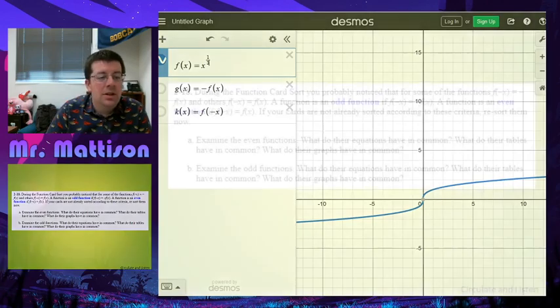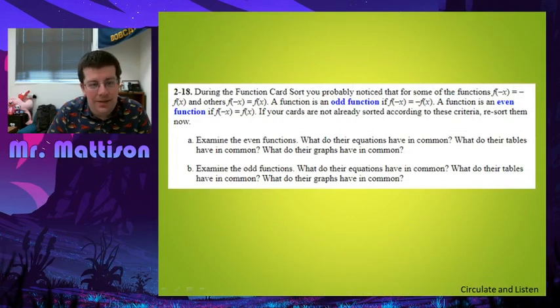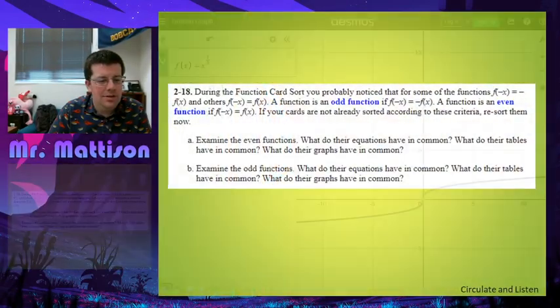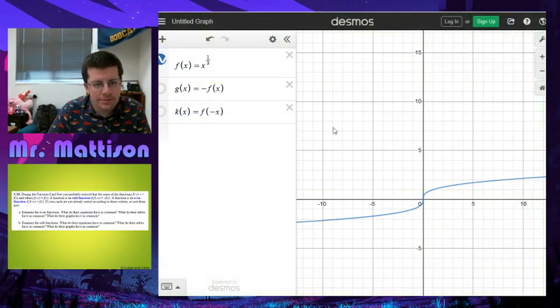Now, how do we define an even function? An even function is when f of negative x is the same as f of x. So this is when I do a horizontal flip, and this is just the original, meaning a horizontal flip is the same as doing nothing at all.